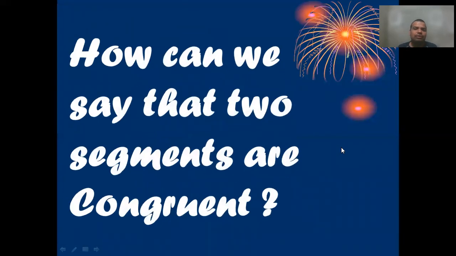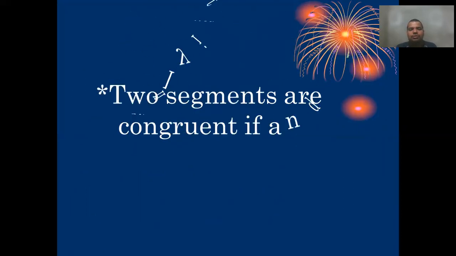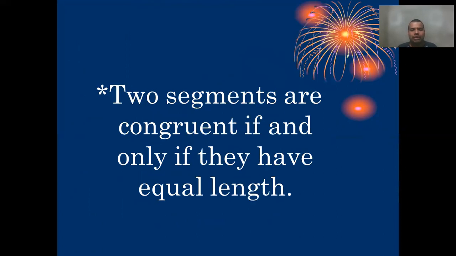Now, how can we say that two segments are congruent? We will see the basic meaning of congruent in the next slide. Two segments are said to be congruent if and only if they have equal length, not more, not less.